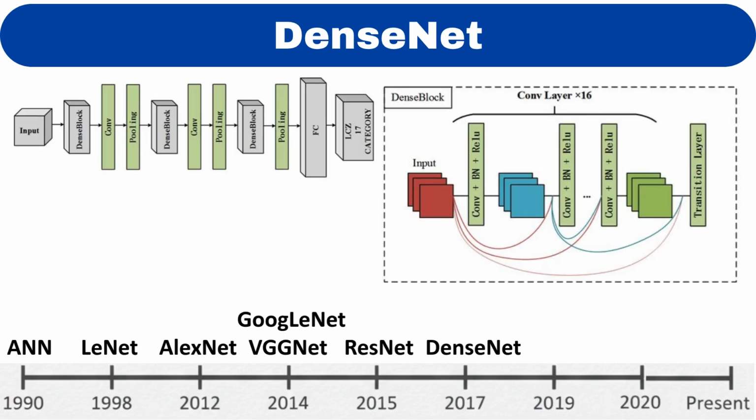In 2017, DenseNet took the idea of connectivity even further. Instead of connecting only to the next layer, every layer connected to every further layer. This design encouraged feature reuse, improved information flow, and, surprisingly, used far fewer parameters than ResNet. DenseNet showed that smarter connectivity could outperform brute force depth.